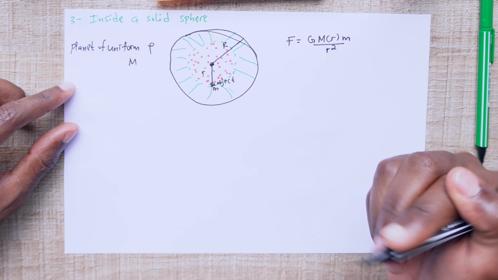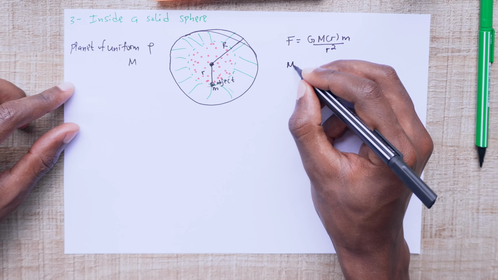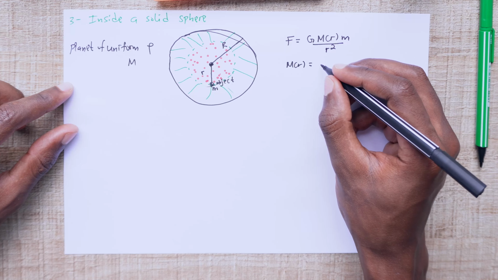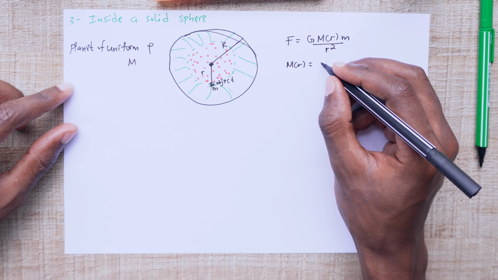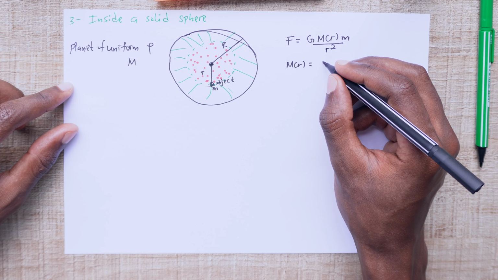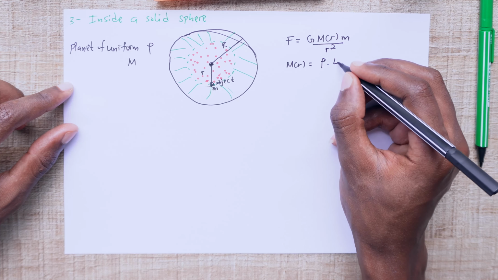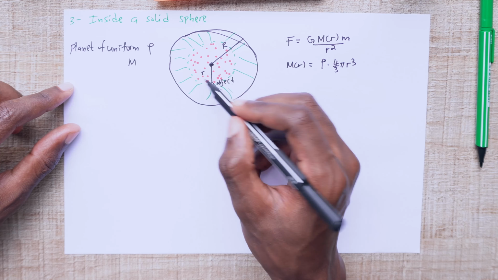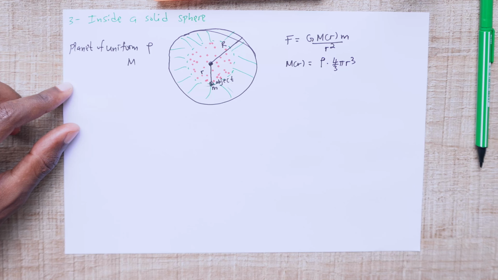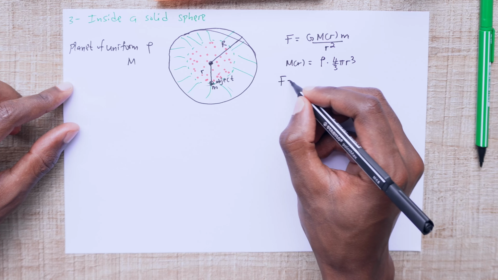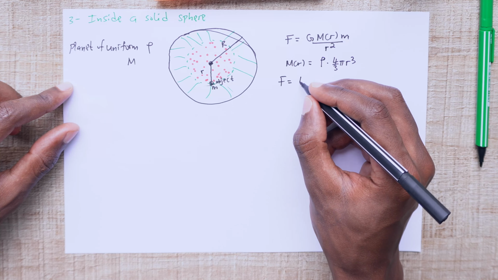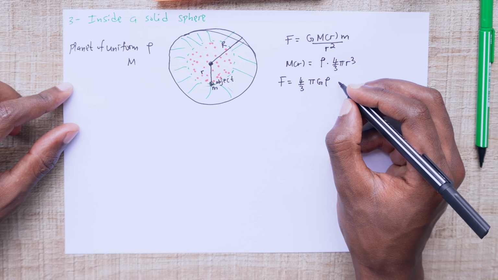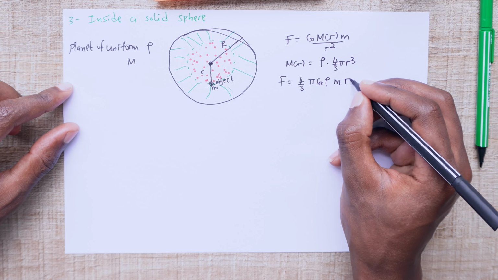But since the planet is of uniform density, then m of r, density is mass over volume, so mass is density times volume. So that's going to be rho, the density, times the volume, 4/3 pi radius cubed. So this is going to be the mass of this dotted portion. And if we insert it above, we're going to have at the end 4/3 pi g rho m and r.